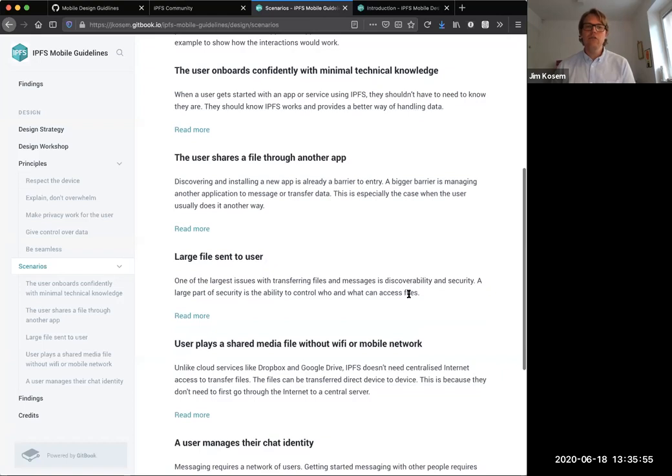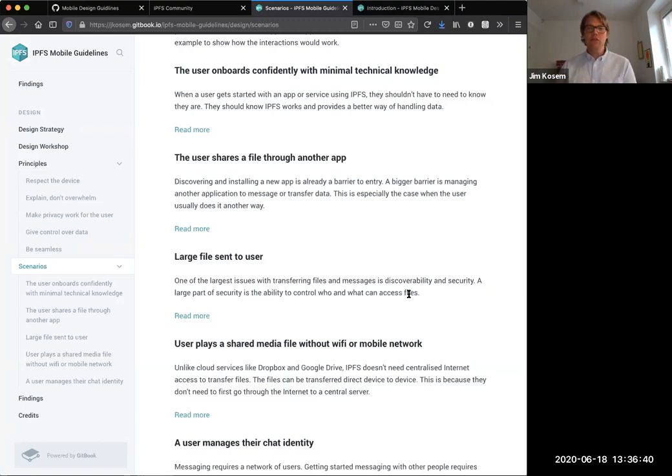The first one is, the user onboards confidently with minimal technical knowledge. That's a lot of what we're talking about, and that's why this one's first. And then the user shares a file through another app. Again, people don't want to be told, no, you have to install this thing, you have to spend a ton of time on this thing. That's contrary to how the app world has worked, which is about farming, about loading up and giving these companies all of your data to build up all of this stuff into these silos. And this is about using the phone as it already is, and about reducing those barriers to entry, because people don't need any more apps.